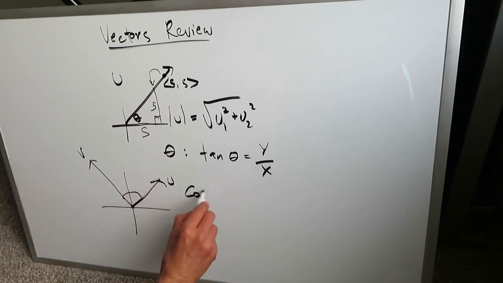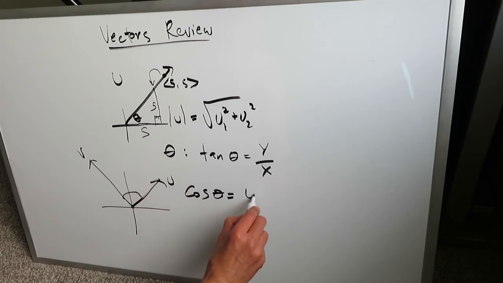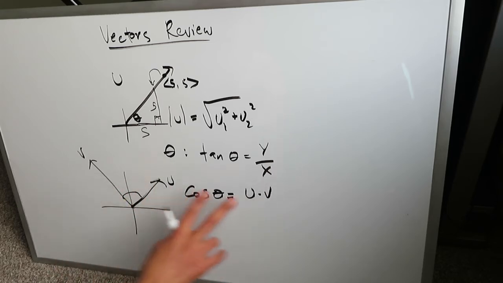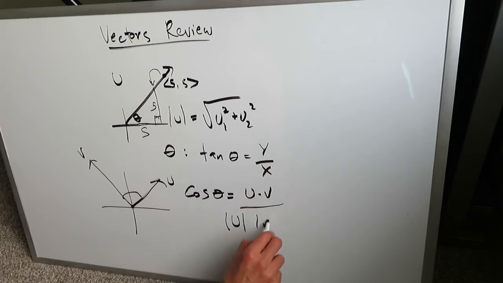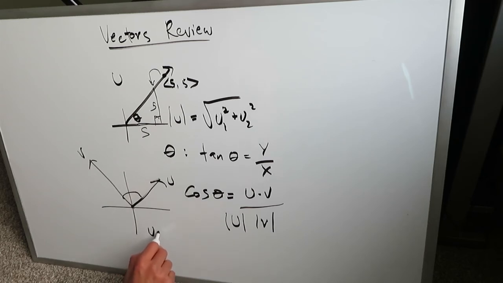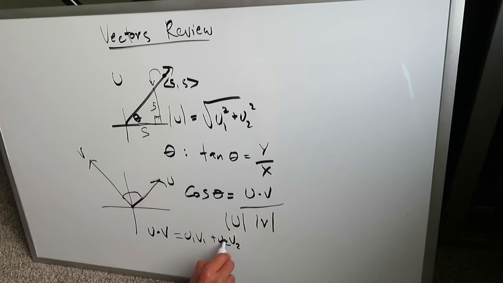The angle over here, if you remember, is cosine theta equal to the dot product of these two vectors divided by the magnitude of the individual vectors. But what exactly is a dot product? Thinking back to the first video, I showed you the dot product would be u1 times v1 plus u2 times v2, where u1, v1, u2, v2 represent the components of these vectors.